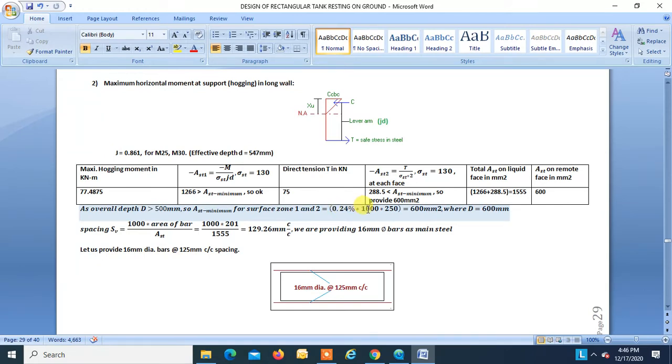0.24 into 1 meter into 250, that is equal to 600. So at least 600 mm² steel AST minimum has to be provided over here. Okay, so this is the area. So let us find the spacing.